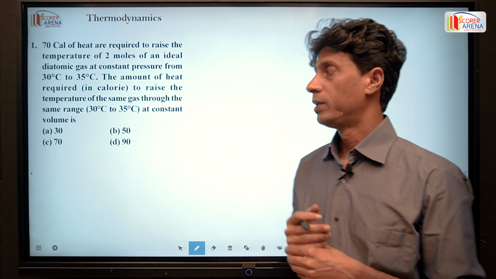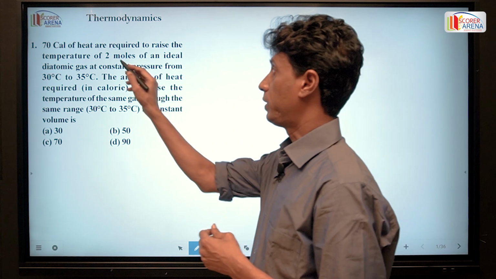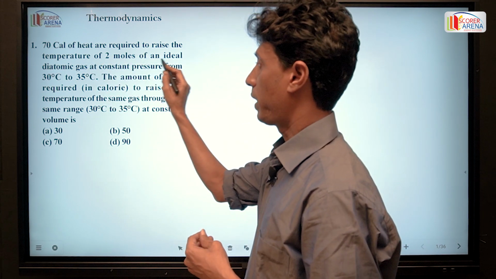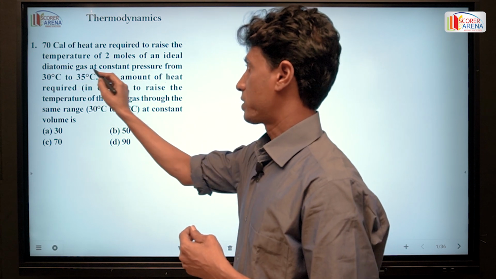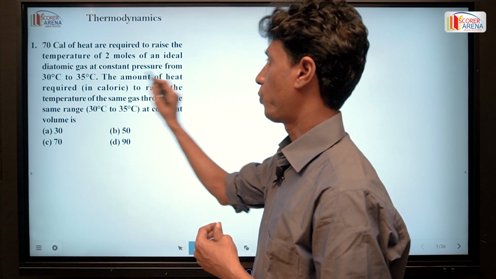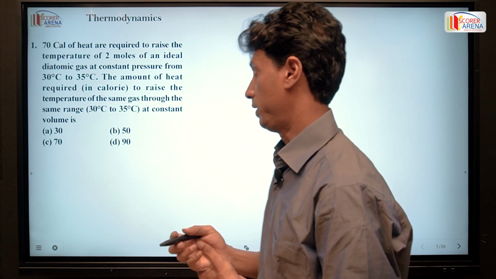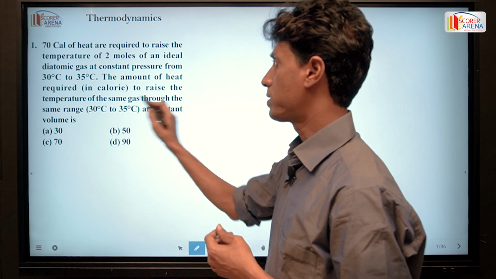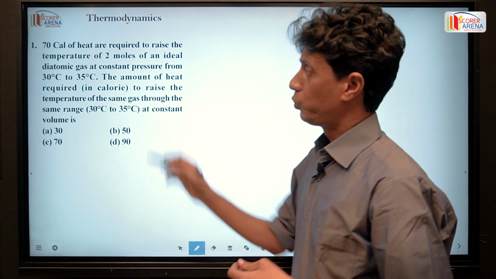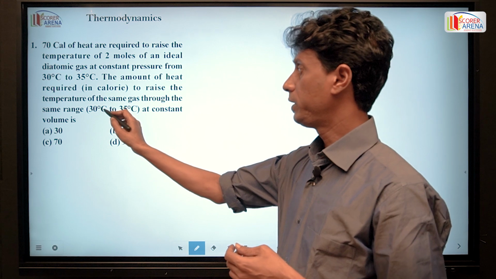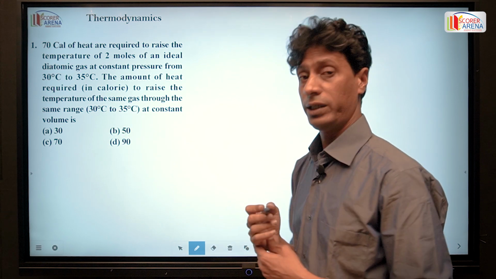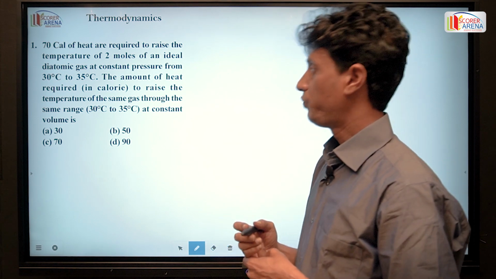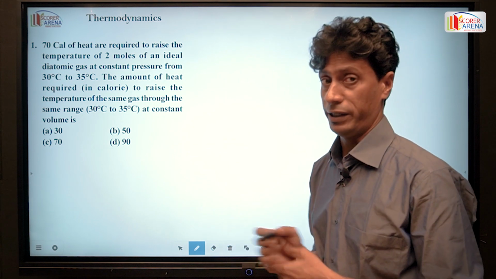On the board: 70 calories of heat are required to raise the temperature of 2 moles of an ideal diatomic gas at constant pressure from 30 degree to 35 degree centigrade. The amount of heat required in calories to raise the temperature of the same gas through the same range, 30 degree to 35 degree centigrade, at constant volume. Options: A is 30, B is 50, C is 70, D is 90.